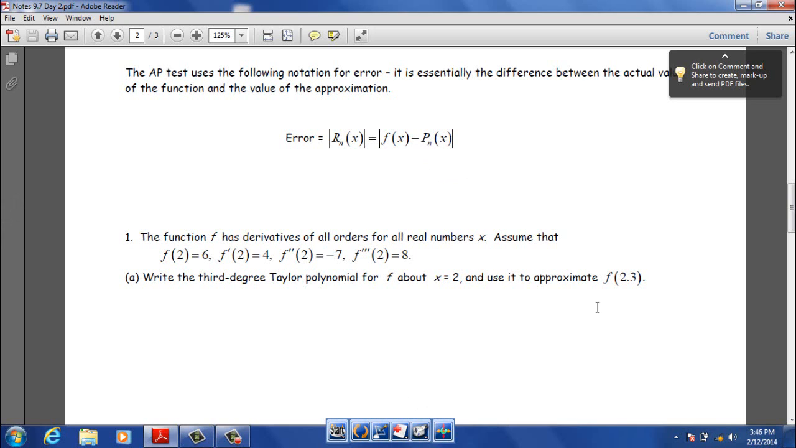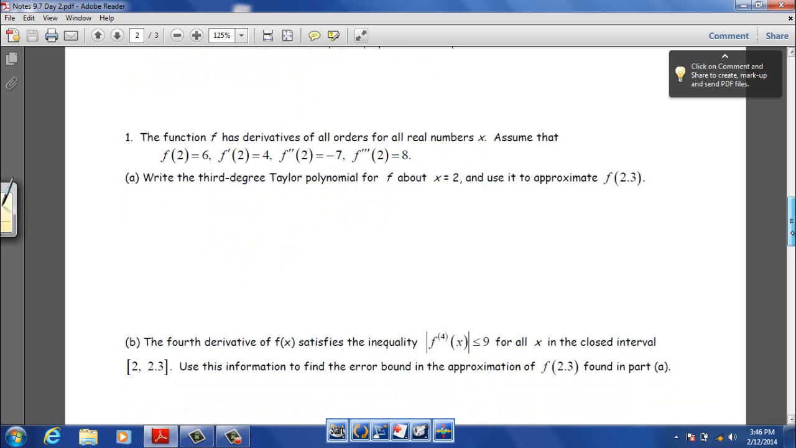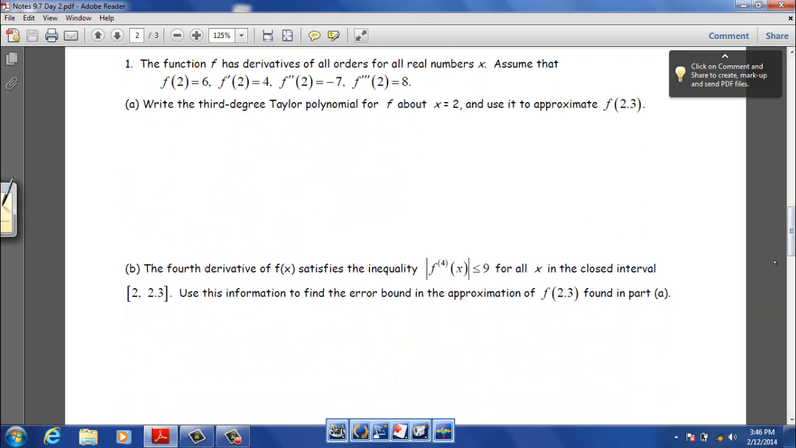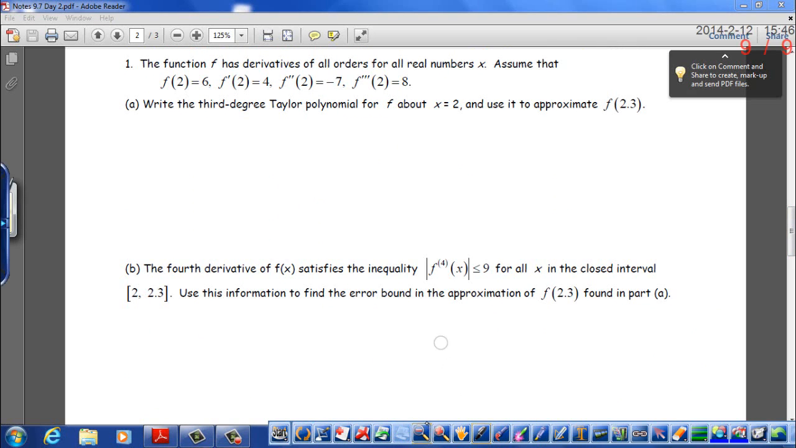Okay, let's jump into working some examples. And all of these examples are often used or often come up on the AP exam. All right, so the function f has derivatives of all orders for all real numbers x, and then we're given the values of the first, second, and third derivatives at x equals 2. So write the third degree Taylor polynomial for f about x equals 2 and use it to approximate f of 2.3. All right, this is what you did yesterday, so we're just starting with what we did yesterday.